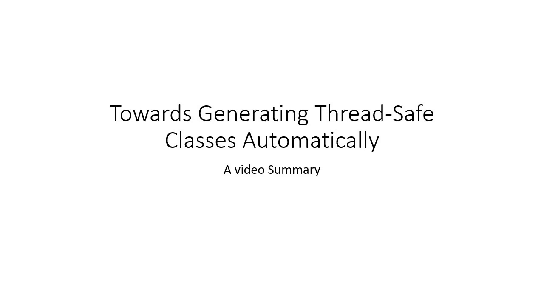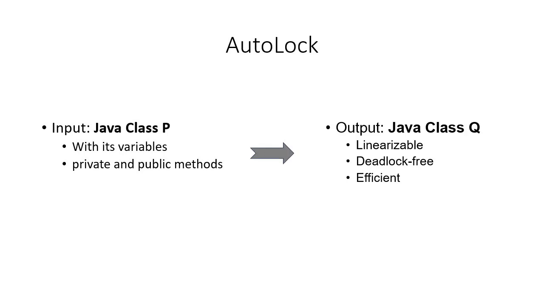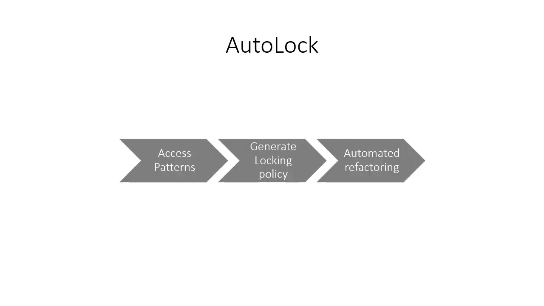In essence, this paper automates the traditionally complex and error-prone process of synchronizing access to shared resources in multi-threaded code. In this work, they propose a method called AutoLock. The main goal of AutoLock is to take a class P as input with its methods and variables, and output a class Q that satisfies three properties: linearizability, deadlock freeness, and efficiency. To do so, AutoLock works in 3 steps.